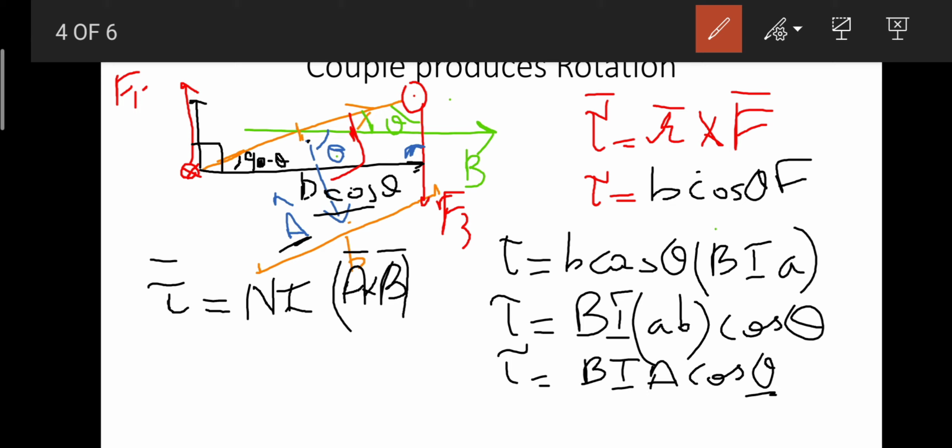Now coming towards the factors on which this couple is going to depend, but before that I would love to tell you the special conditions, or the special cases, in which torque is going to be the maximum and the minimum.